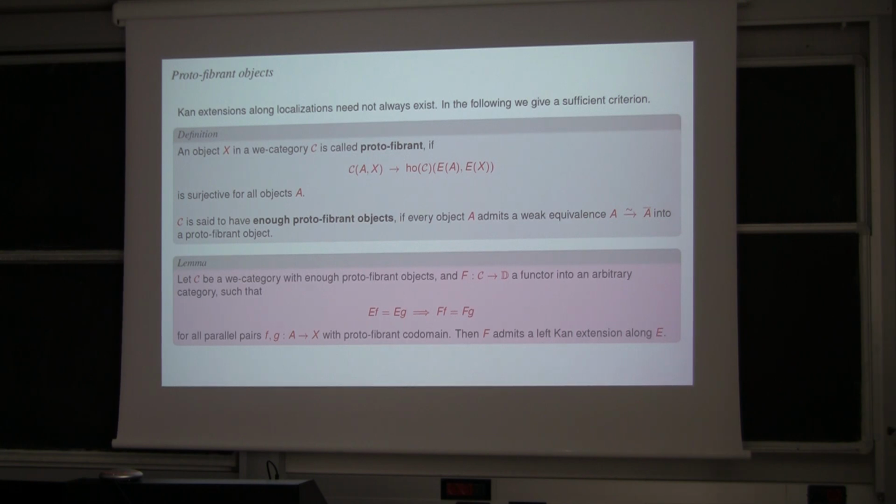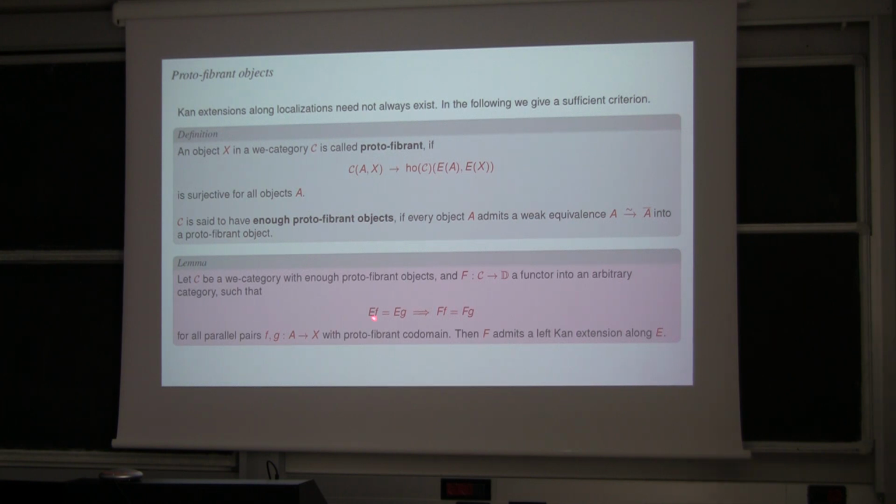Why is this related to fibrancy? If you have a model structure, then between fibrant and cofibrant objects, one can always get the morphisms in the homotopy category as a quotient of the morphisms in the original category. This is a similar condition, a surjectivity condition, so this is a quotient of this one. And then dually I want to say that A is proto-cofibrant if it satisfies the dual condition.